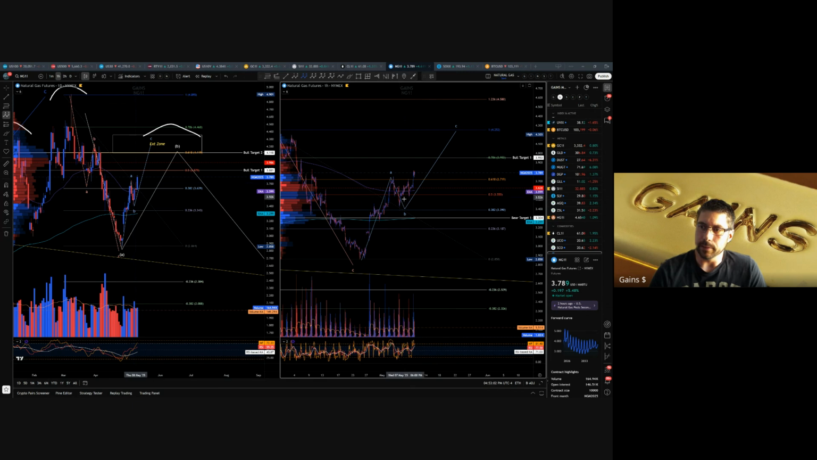another ABC like this, where you might get a little bit more distance there, and then it comes back to test this level where it broke out of, or at least this big long-term fib level here, this 618.